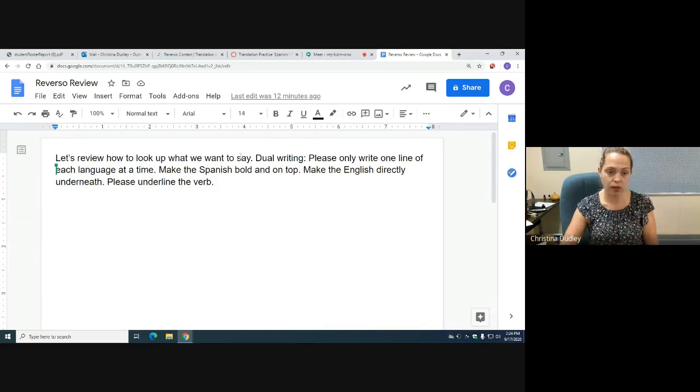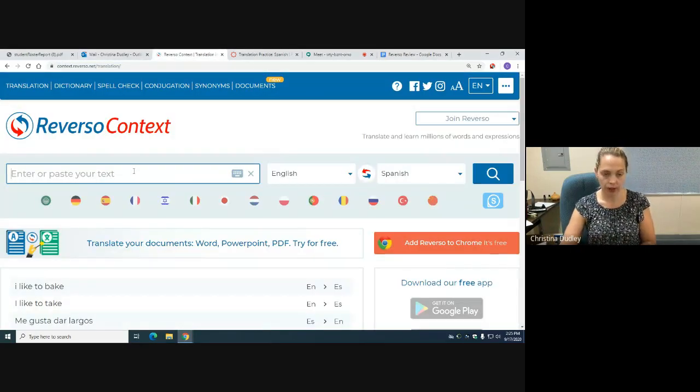So let's go through this. So let's review how to look up what we want to say. Okay? So let's look at that sentence first. So you take your sentence, copy it, and go to reverso. Put it there. Now, I already know that that sentence is too long to get good research on that, but I'm going to put it in there. Okay.